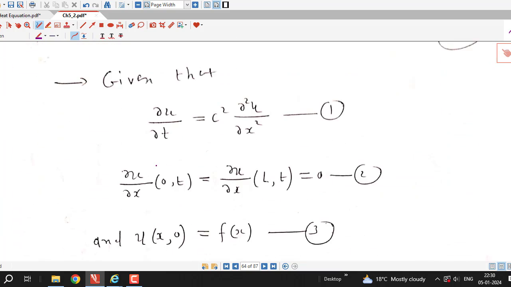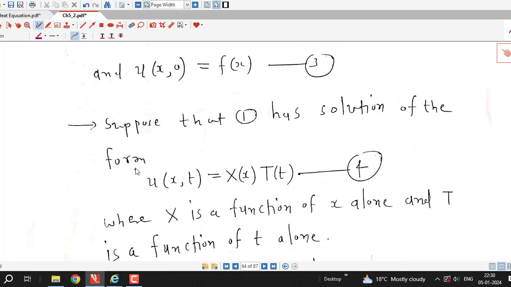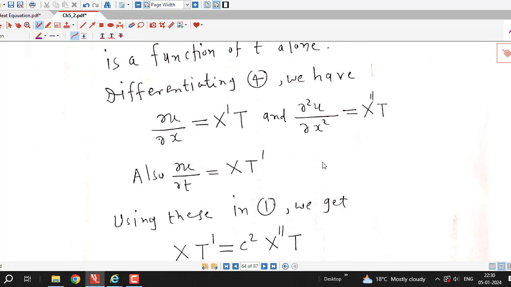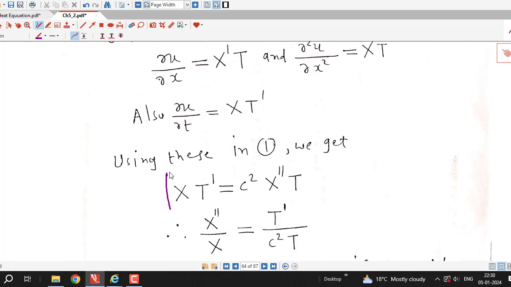So we start by assuming this solution in the product form, and our equation is ∂u/∂t equal to c² times ∂²u/∂x². From this we find that ∂u/∂x is X'(x)T(t) and ∂²u/∂x² is X''(x)T(t). Similarly ∂u/∂t is X(x)T'(t). So we substitute these values here and we obtain this equation.